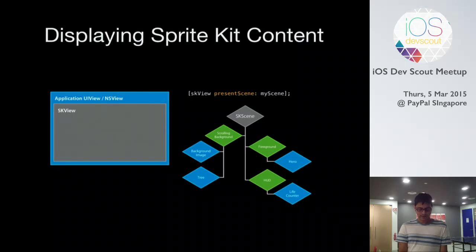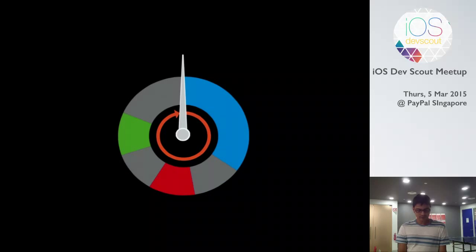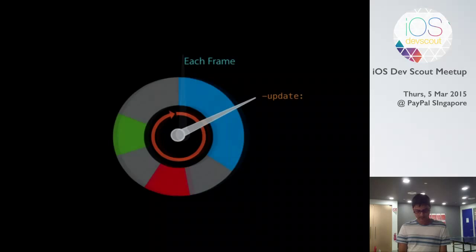What happens when the game is running? For each frame, there's this method called update that gets called. In update, you can spawn enemies, or different players, or obstacles and objects. These are things you can do inside the update method.